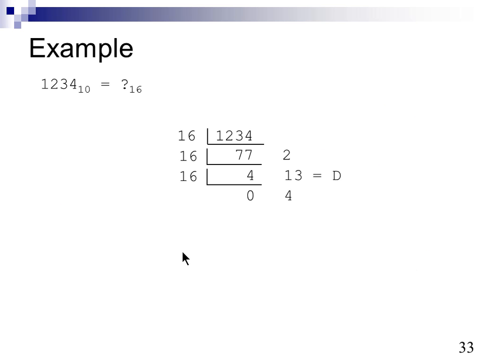So when you convert decimal to binary, you divide by 2. When you convert decimal to hexadecimal, you divide by 16. You get to a stage where you cannot divide further by 16, and then you get the equivalent hexadecimal. Again, the topmost remainder goes to the right-hand side, which is LSB. The bottommost goes to the left-hand side, which is MSB. So this 13 is D, so 4D2 is the hexadecimal equivalent of 1234 in decimal in this example.